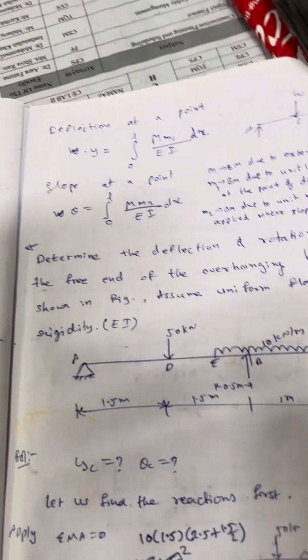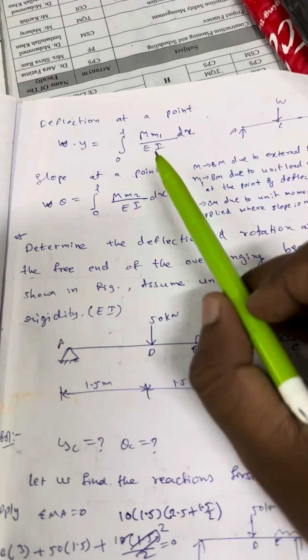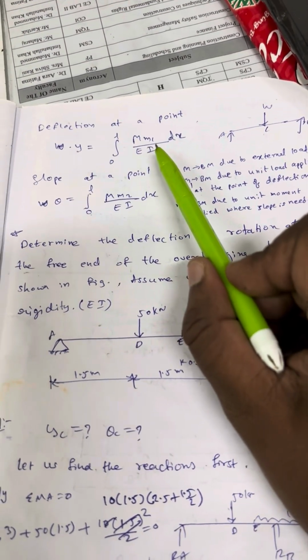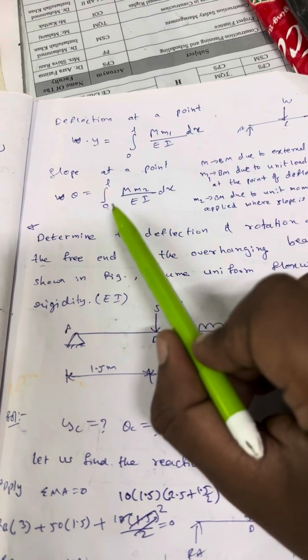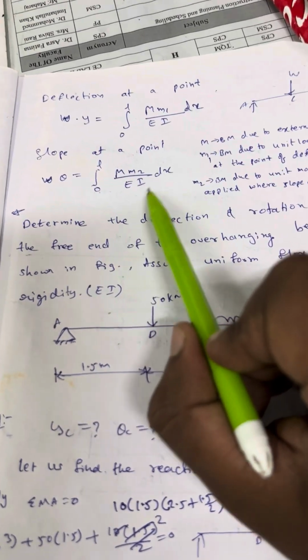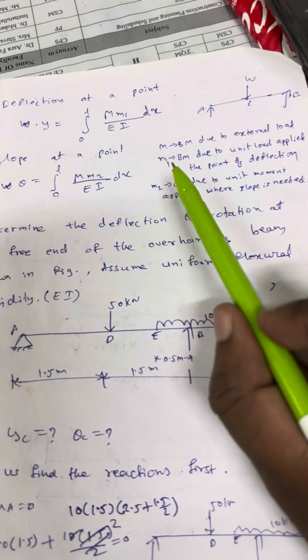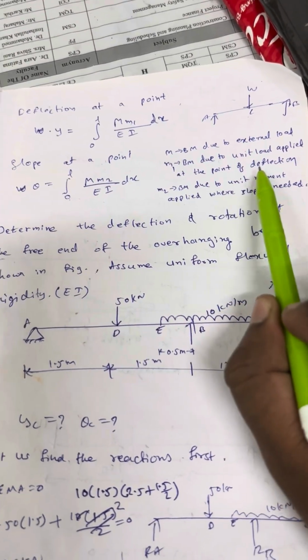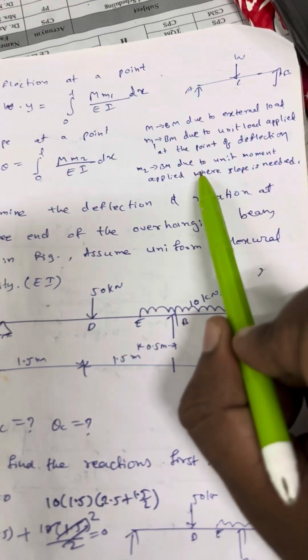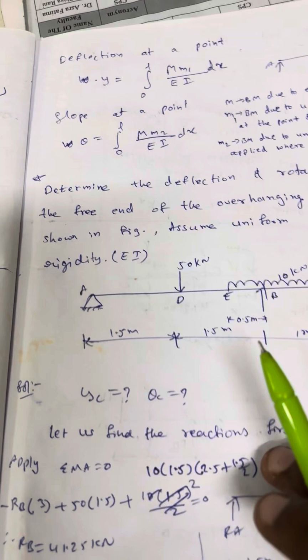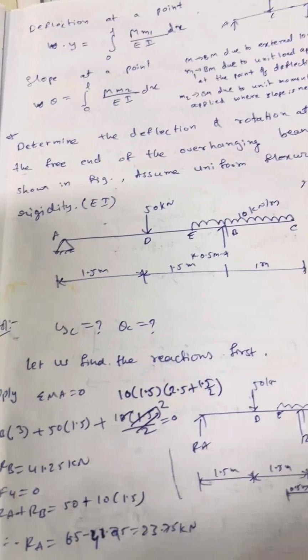Next, the formula for deflection and slope. Deflection equals the integration from 0 to L of M m1 by EI dx. Slope equals the integration from 0 to L of M m2 by EI dx, where capital M is the bending moment due to external load, m1 is the bending moment due to unit load applied at the point of deflection, and m2 is the bending moment due to unit moment applied where the slope is required. We'll understand more clearly in the problem.